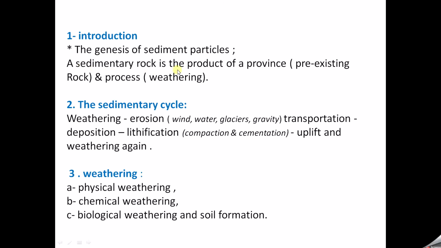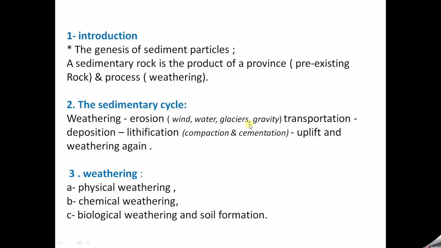A sedimentary rock is the product of a provenance and a process. Provenance is pre-existing rock, and the process is weathering mainly. The sedimentary cycle is made up of weathering, erosion, transportation, deposition, lithification, uplifting, and weathering again.